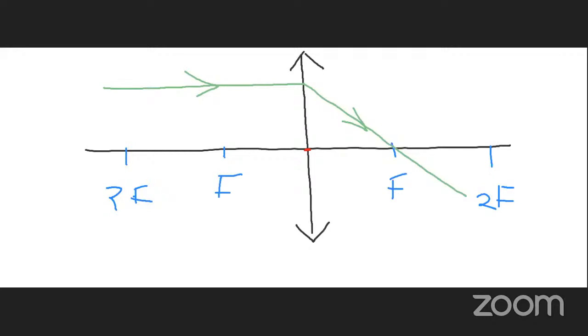So we shall say a ray which is close and parallel to the principal axis, on refraction passes through the far principal focus. That is the first principal ray for a converging lens.